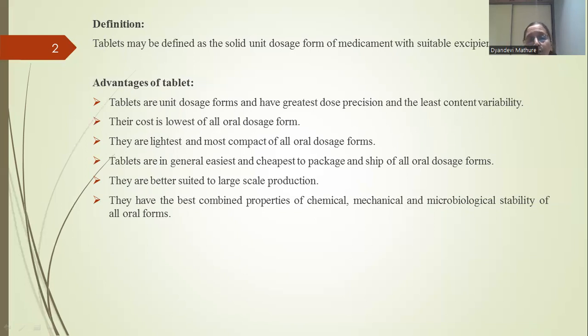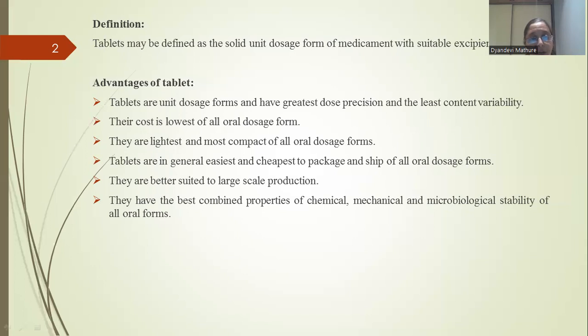Their cost is lowest of all oral dosage forms. In the case of capsules and other oral dosage forms, tablets have the lowest cost as compared to the rest. They are lightest and most compact of all oral dosage forms. As we know, a capsule has two parts, cap and body, whereas a tablet is a single unit dosage form. Because of that, they are lightest and most compact of all oral dosage forms.